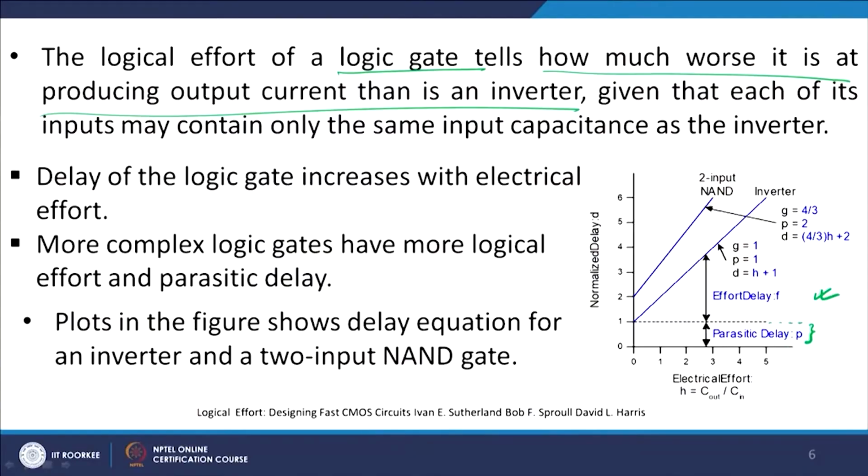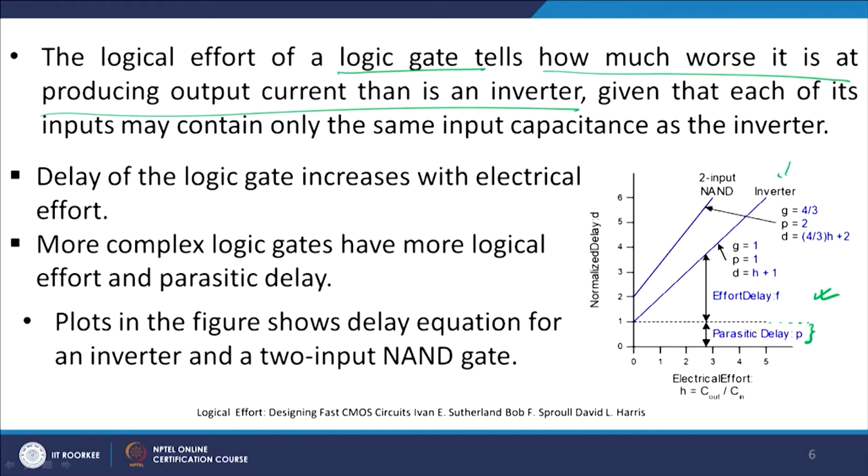And if you therefore see a plot between electrical effort and normalized delay, in this graph you will have a parasitic delay P which is a constant. This is independent of the number of inputs, number of gates, and so on. It is basically process and device centric, and therefore this parasitic delay is always constant. So, even when your electrical effort is 0, you still have some amount of normalized delay, for example, in a 2 input NAND gate.